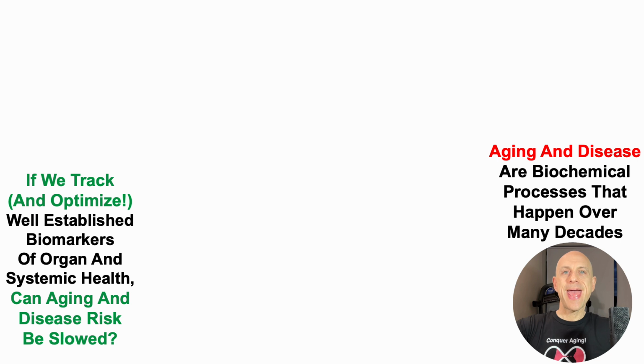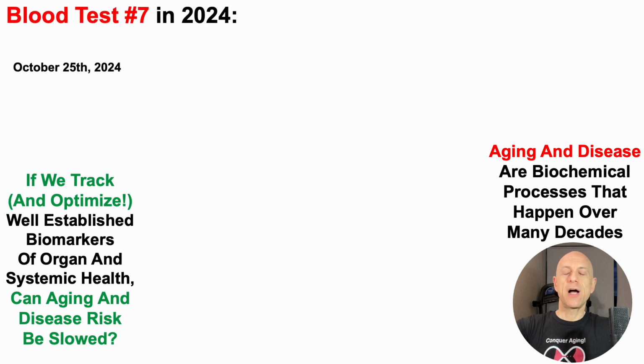Aging and disease are biochemical processes that happen over many decades. So if we track and optimize well-established biomarkers of organ and systemic health, can aging and disease risk be slowed? With that in mind, in late October, I blood tested for the 7th time in 2024.